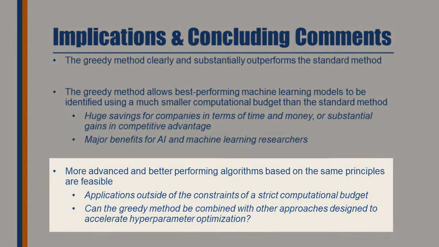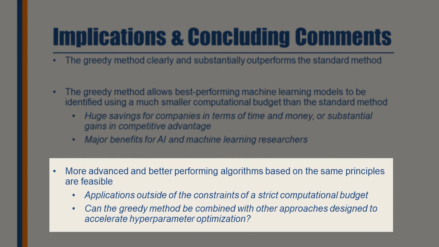Finally, there are many interesting ways in which this research can be extended. For example, the greedy cross-validation algorithm could be readily modified to operate in situations without a strict computational budget, for example by determining on its own when to stop searching. It is also feasible for greedy cross-validation to be integrated with other existing methods of hyperparameter optimization, thus potentially yielding even greater performance.